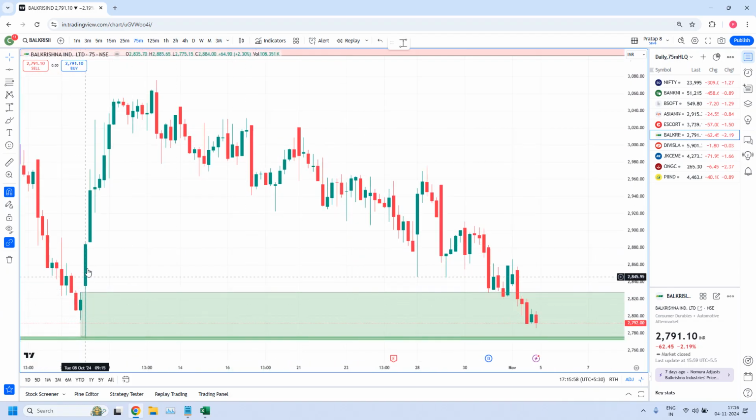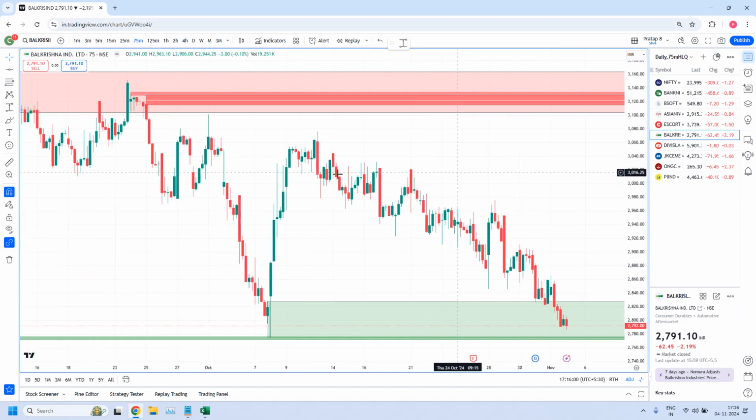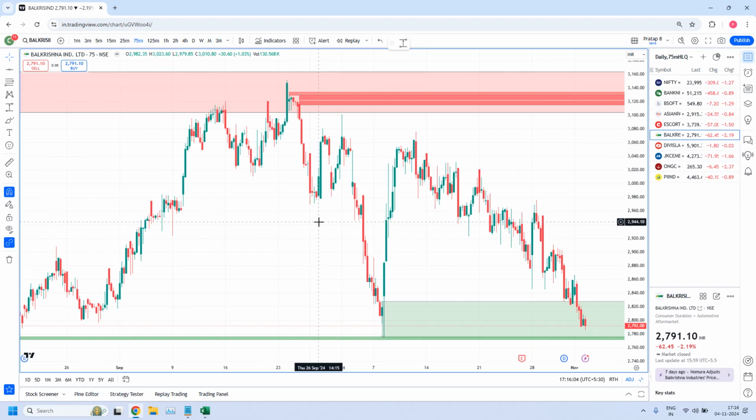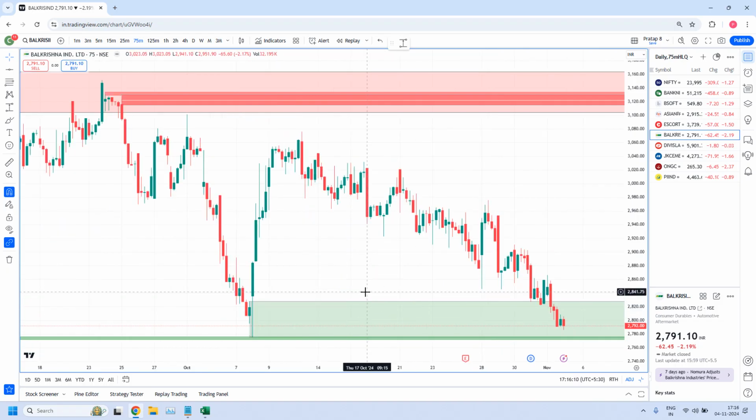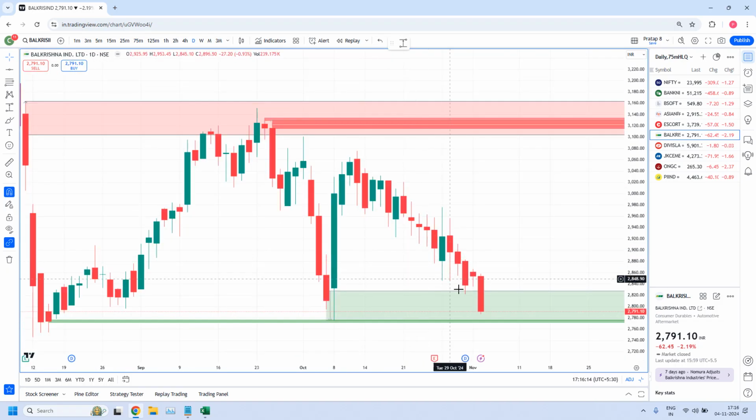See, drop, base, rally. Of course, it is also having a 75 minutes supply zone also. This stock is also moving between the 75 minutes supply zone and 75 minutes demand zone. But anyway, yesterday this was identified as a stock near the demand zone. See, this is yesterday's candle. So today prices entered into this zone.